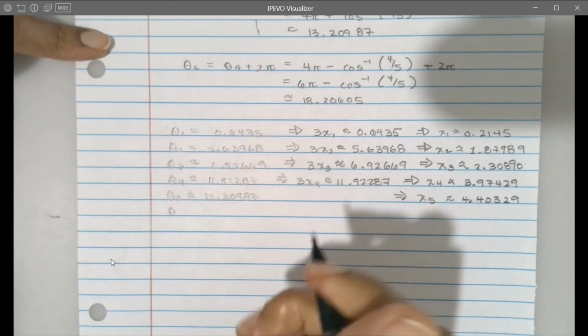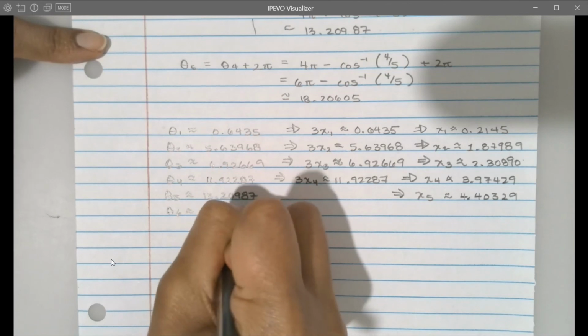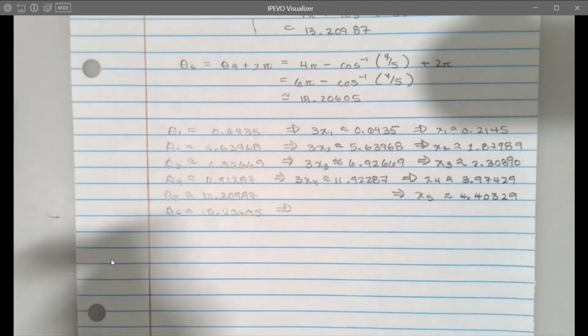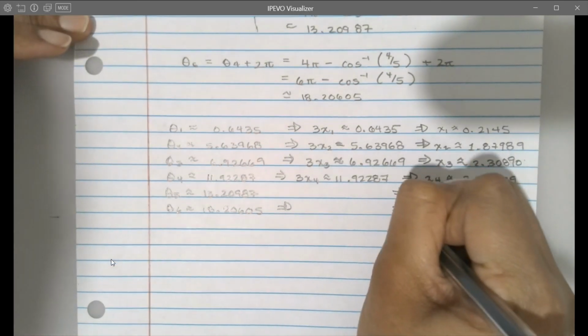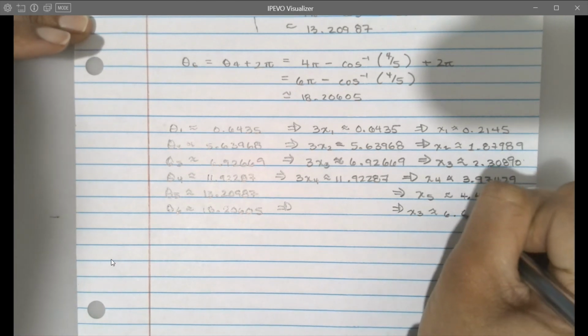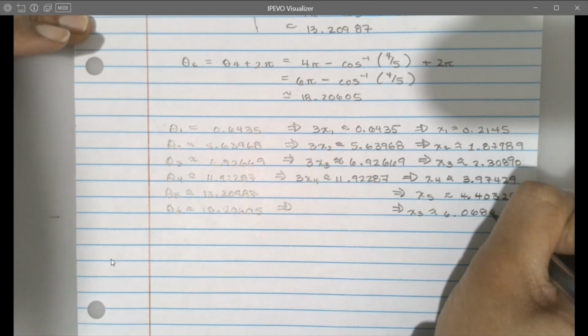And last angle, theta 6. Okay, we divide that by 3, and we get approximately 6.06868.